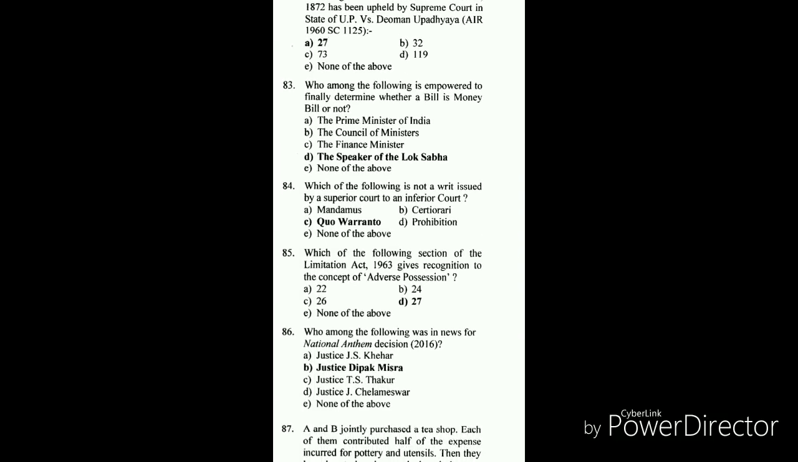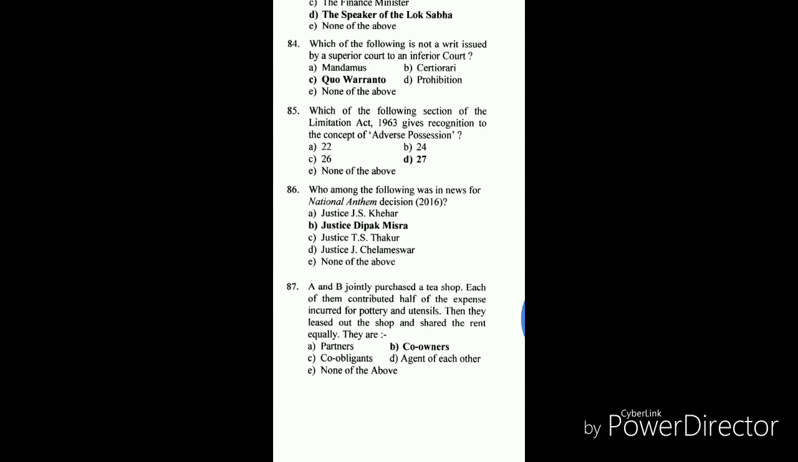Who among the following is empowered to finally determine whether a bill is a money bill? It is the Lok Sabha Speaker. Which of the following is not a writ issued? Quo warranto. There are five kinds of writs: habeas corpus, mandamus, quo warranto, certiorari, prohibition. Every writ has its own effect.